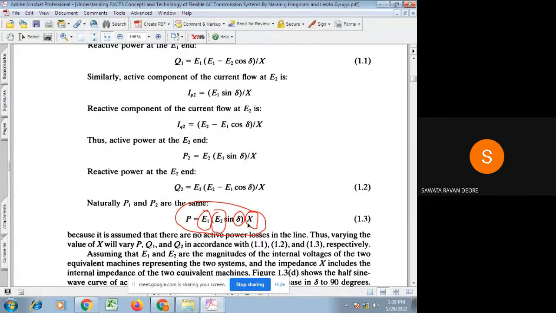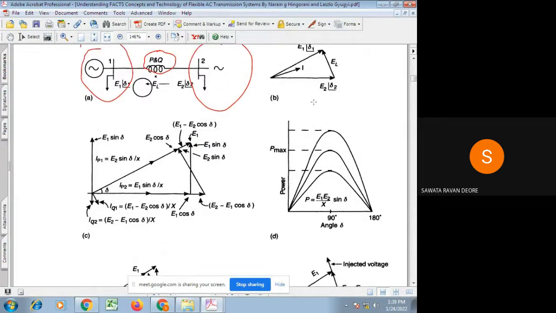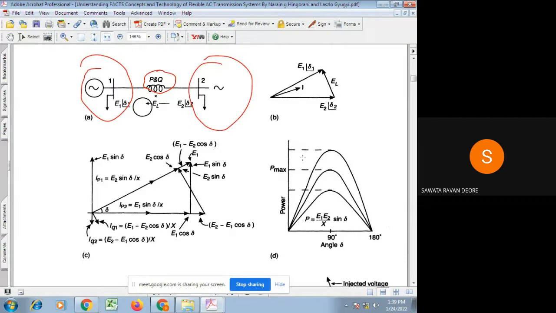That E1 and E2 change. In the graphical approach, if we control the line reactance X, then that is going to change the power angle characteristic of the given transmission line. So for a particular loading condition, let's say P0 at an angle of delta 0 is the power flowing through this transmission line. If we change X, then the operating point shifts from here to this point.